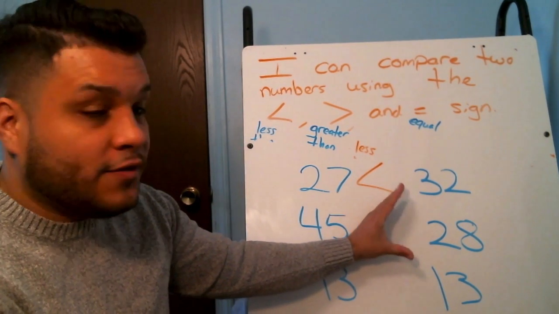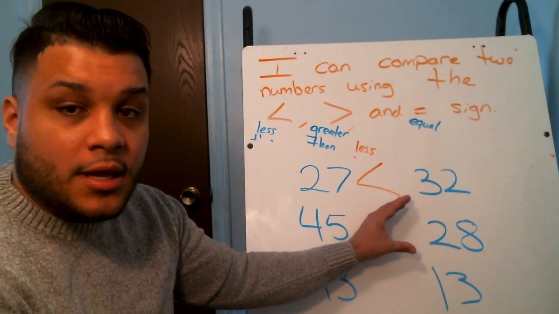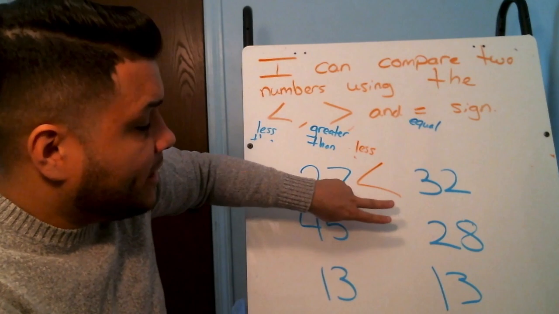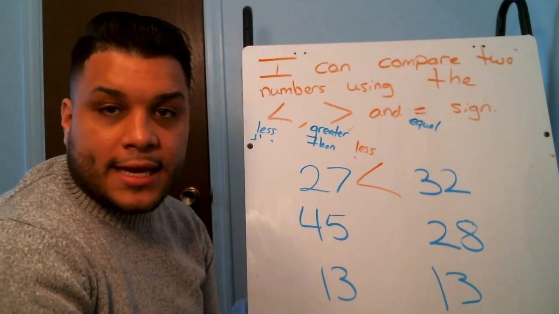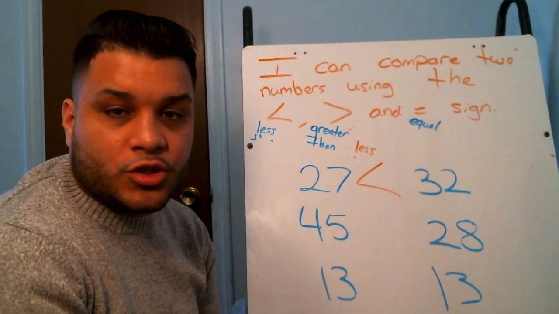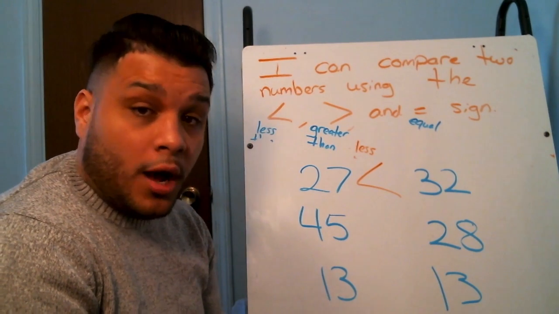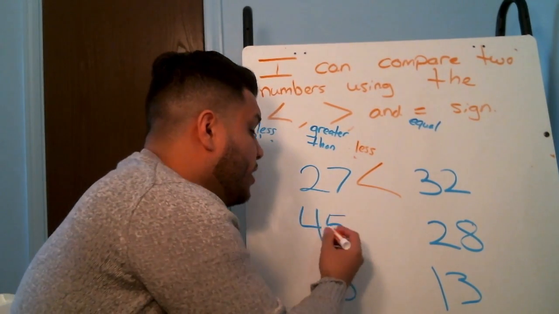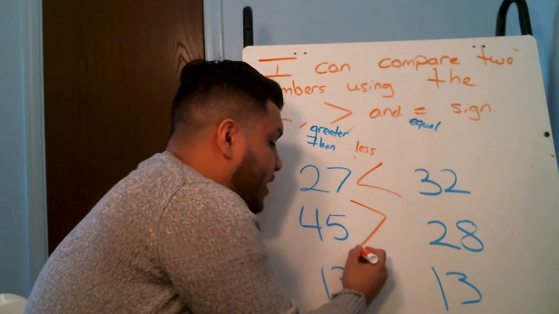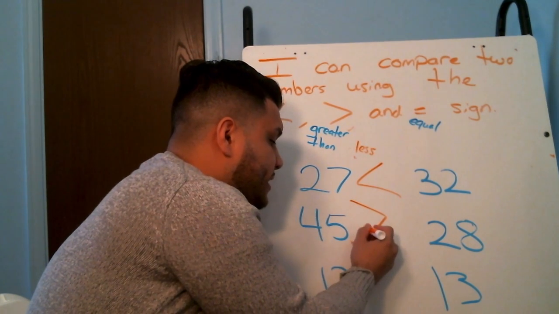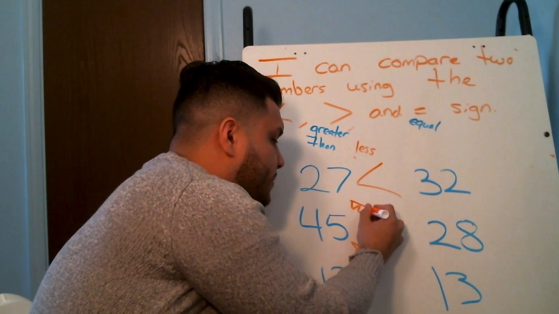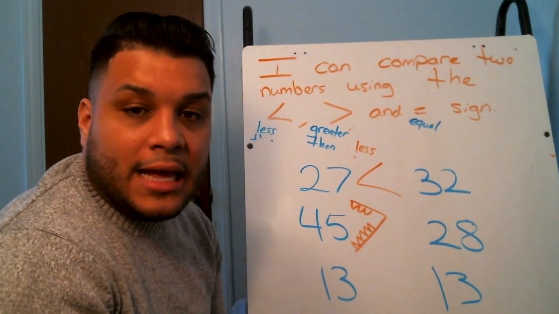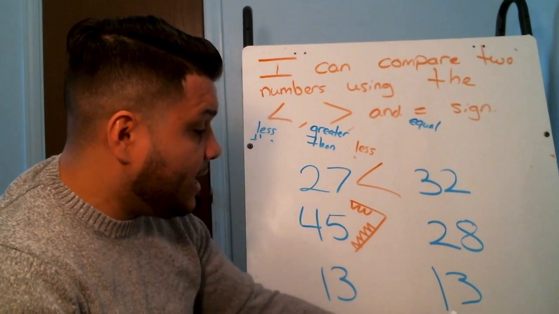Would I say that 45 is less than 28? Would I say that 45 is greater than 28? Or would I say that 45 is equal to 28? 1, 2, or 3. Show me your fingers. Awesome. If you showed me your second finger, you are correct. 45 is greater than 28. It's eating all those yummy 45 counters. It's full.